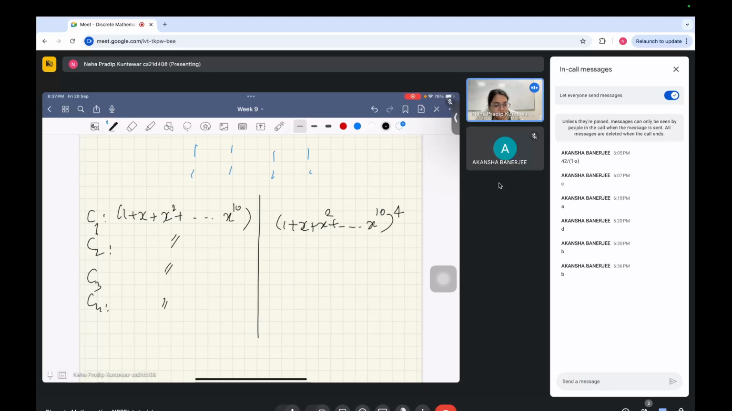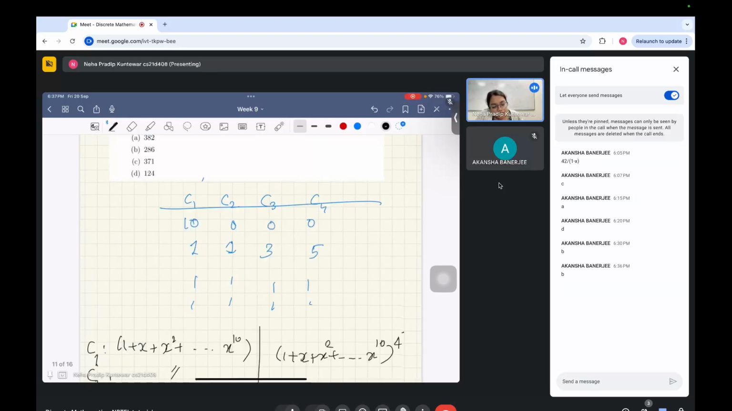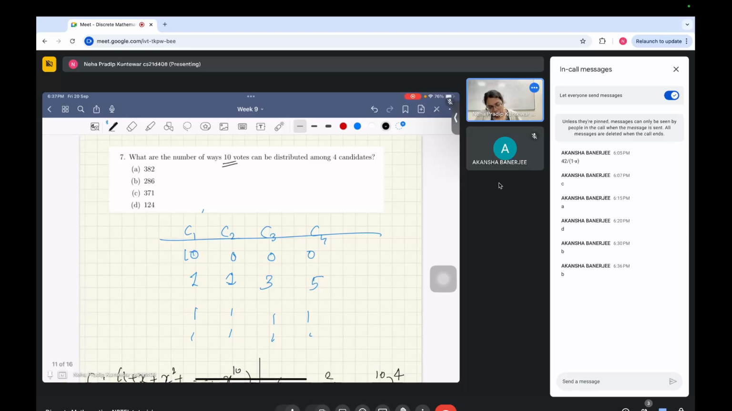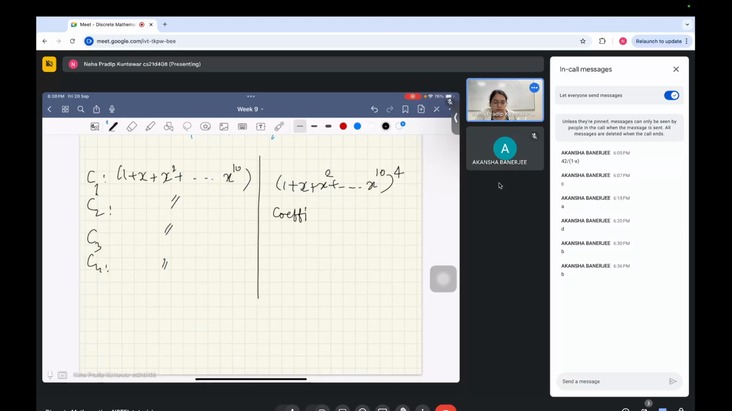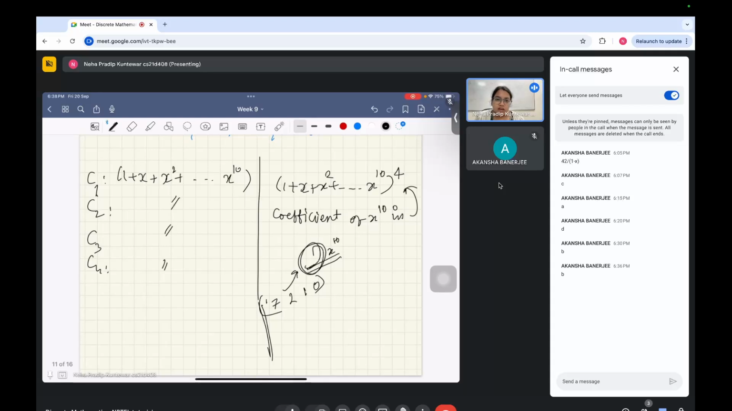So here you have 4 candidates, therefore you raise this to a power of 4, and what we're interested in is the coefficient of x to the 10 in this equation, because x to the 10 essentially tells you that the 10 votes have been distributed. It could be that 7 votes are distributed to the first one, 2 to the second, and 1 to the third, and 0 to the last one, and so on. So we just want to find the coefficient of this, which would tell us all possible ways in which the votes can be distributed. This is the same logic as what we did earlier, and now we will just use our formula.